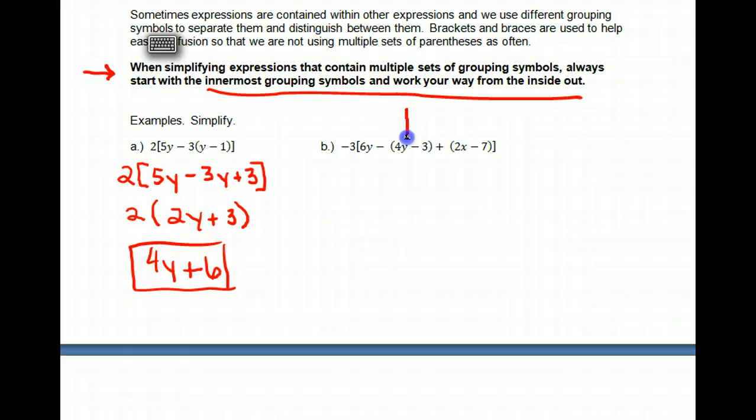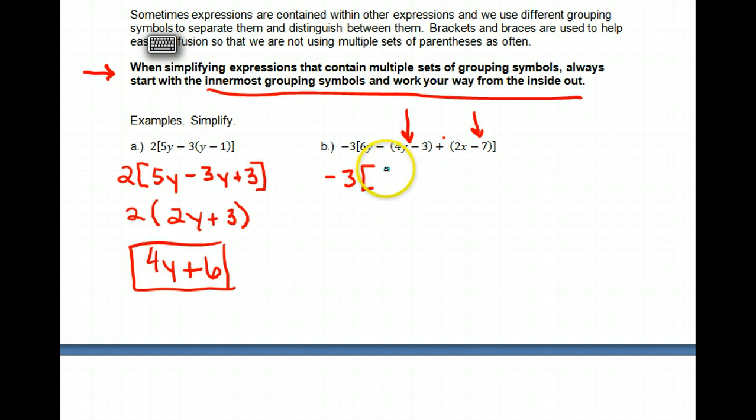The first set of parentheses, I cannot do anything with my 4y minus 3, but when I look in front of it, I can see that I'll be distributing a negative. With my second set of parentheses, I have a 2x minus 7. Can't do anything with my 2x minus 7, but directly in front of that parenthesis, we have a positive 1. When you have a positive 1 directly in front of a set of parentheses that you can't do anything more with, you can simply remove those parentheses in order to get rid of them.